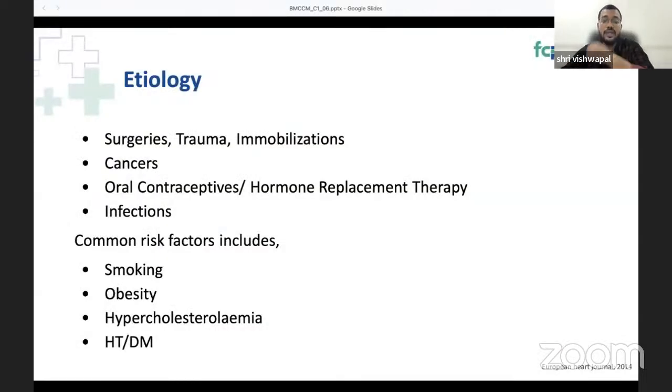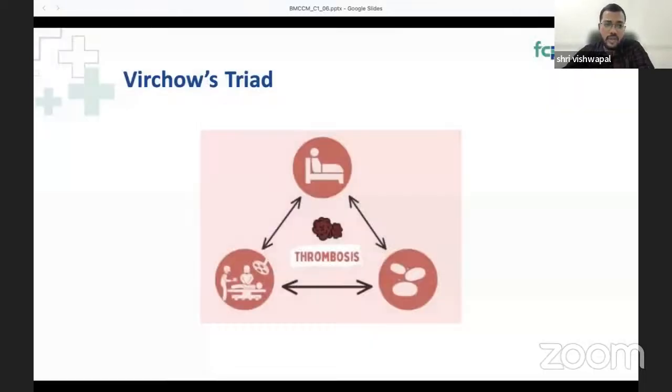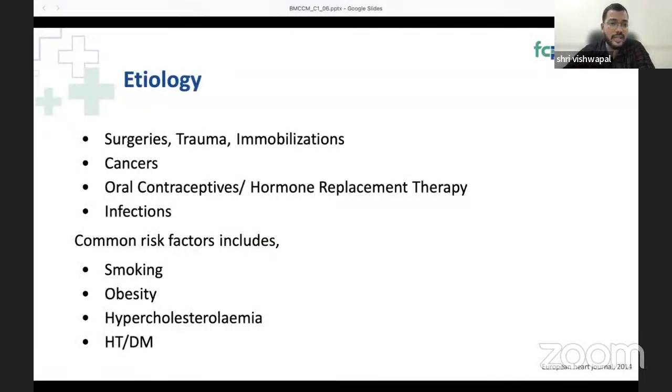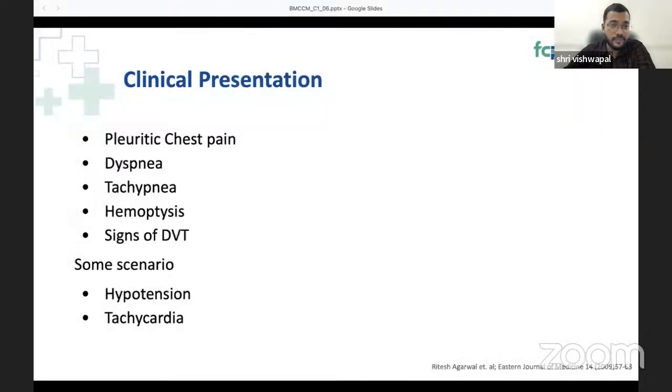Okay, so we'll see the etiology. Based on the triad, the etiologies have also been classified. The first one is surgeries, trauma, and immobilization, which can lead to pulmonary embolism, then cancers, hypercoagulable state, oral contraceptives, infection, and other common risk factors include smoking, obesity, hypercholesterolemia, hypertension, and diabetes mellitus.